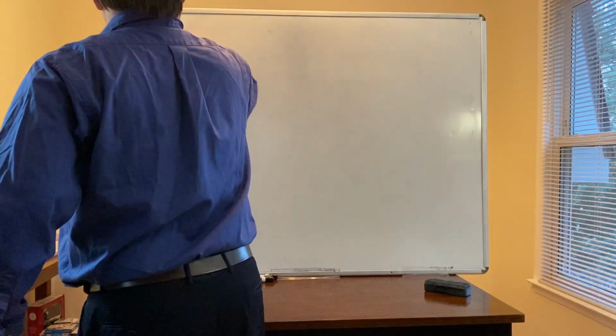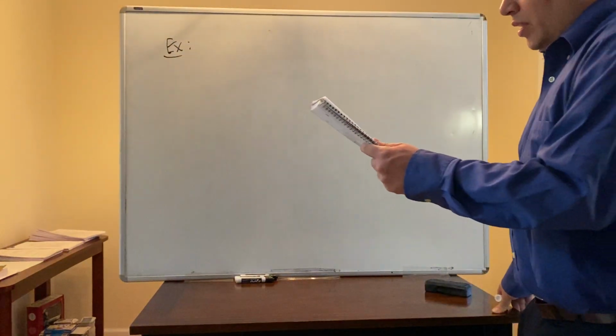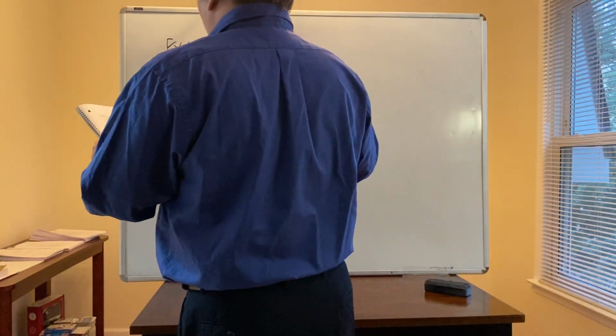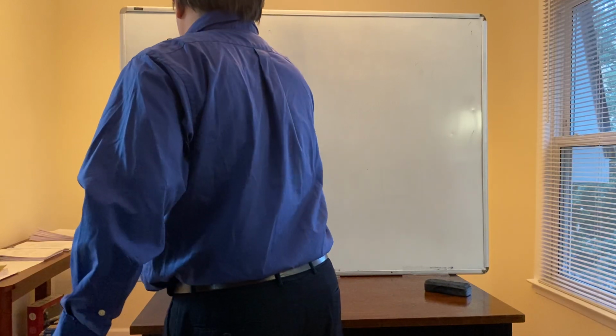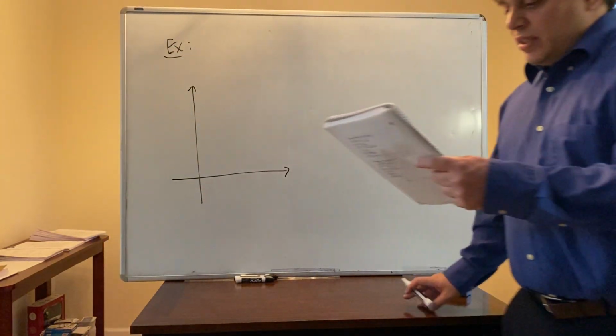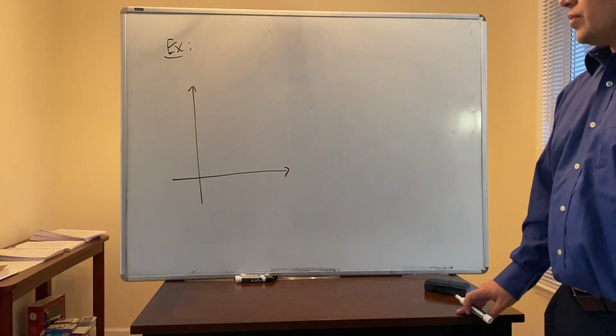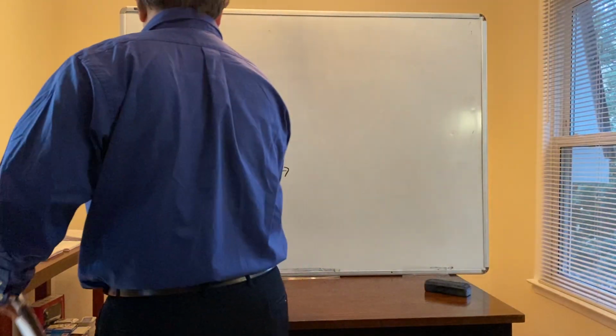Okay, so to find the area of that region S, we're going to approximate the region with rectangles. And then we're going to take the limit of the sum of the areas of those rectangles. Okay, let's show you what I mean.